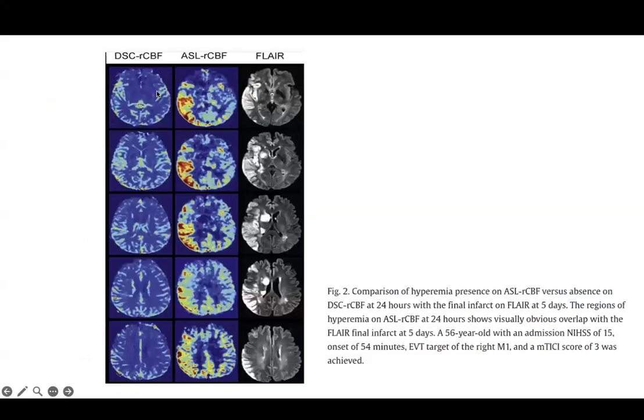This is a patient whose DSC was not showing much restriction, but ASL is showing hyperemia in the regions, and after 5 days, the FLAIR images corresponded more with the size of the lesion seen in the ASL.